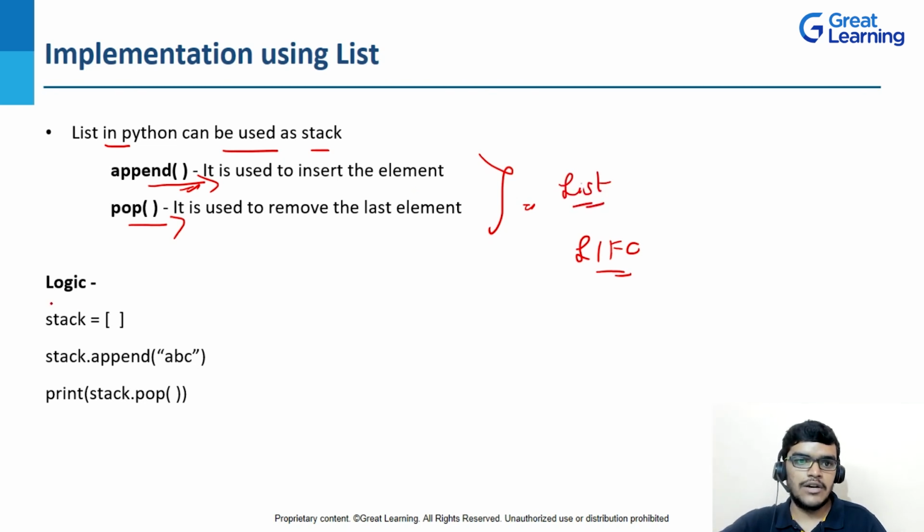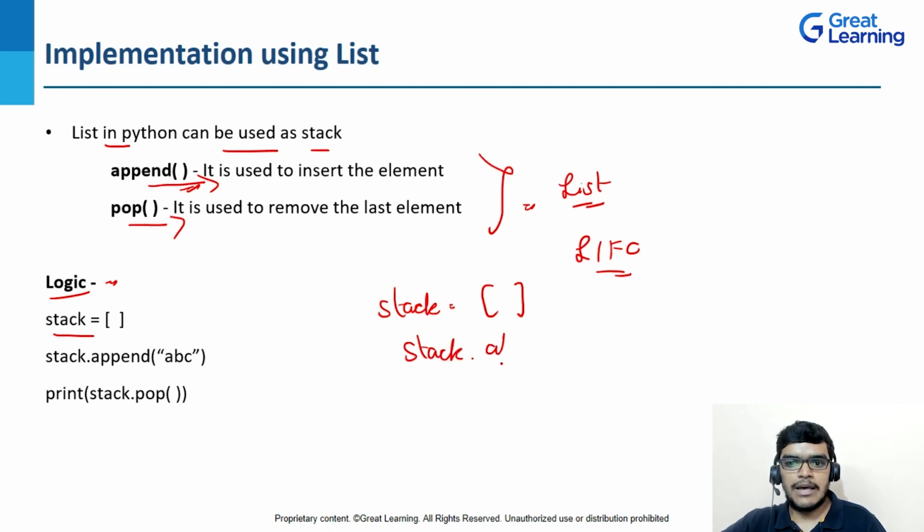Now let's see the logic of this. As I told you, a list in Python can be used as a stack, right? So here I am using a list as a stack. This is my stack variable, and this is an empty list. And as I told you, if you want to insert an element, you can use append. So this was my empty list, that is stack. And as we know, in Python a list is denoted by square brackets. So now I will write stack dot append, and inside this append, if I write x, then x will be inserted in my list.